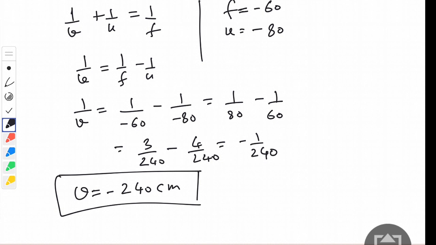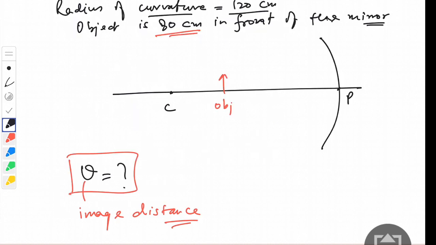How did you guys get 80 centimeters? How did you get 80?